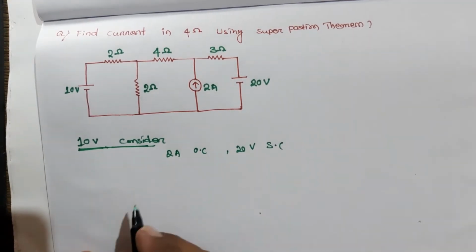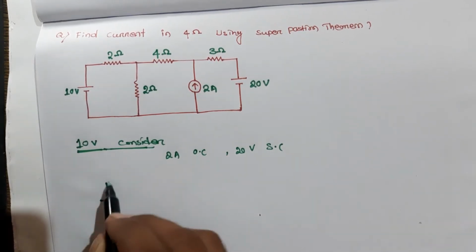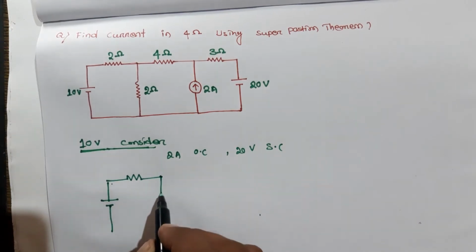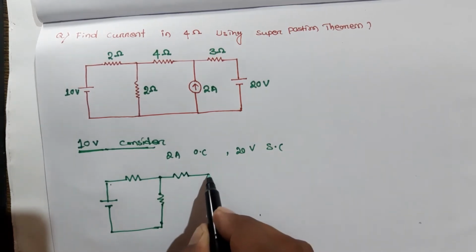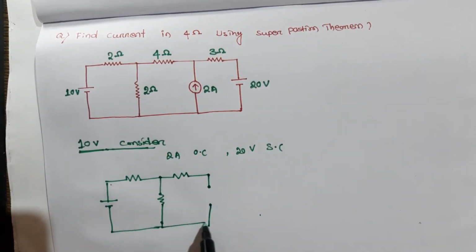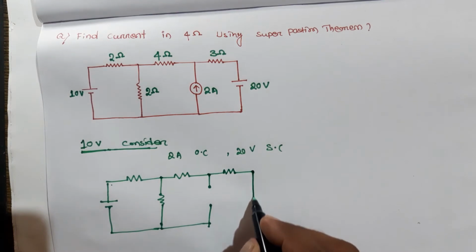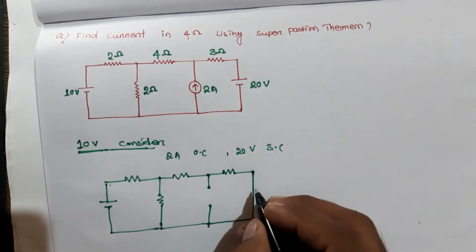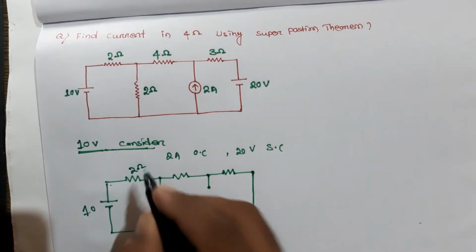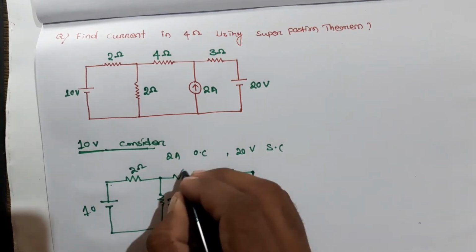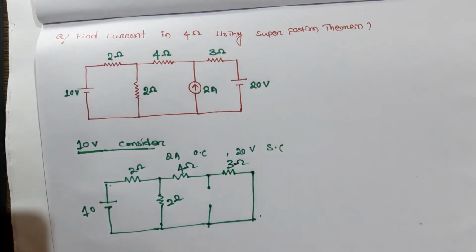According to this, as usual the 10 volt is there, and this is 2 ohm, and this is 2 ohm, and this is 4 ohm. This is open circuited, where the current source is open circuited and the voltage source is short circuited when deactivated. This was discussed in our previous video, please watch that. This is 2 ohm and this is 4 ohm, this is 3 ohm, and this is short circuit.